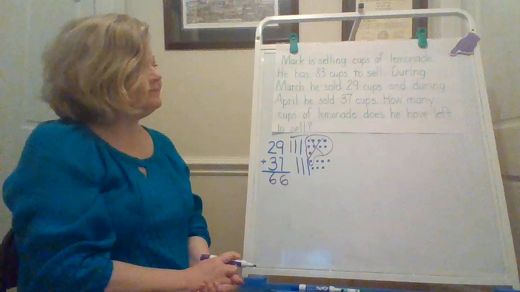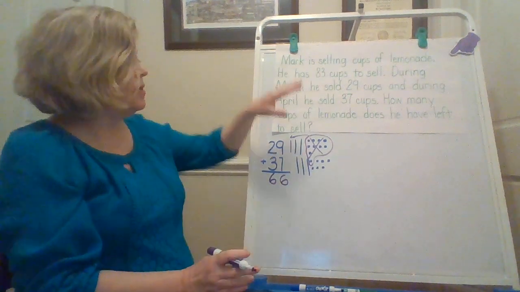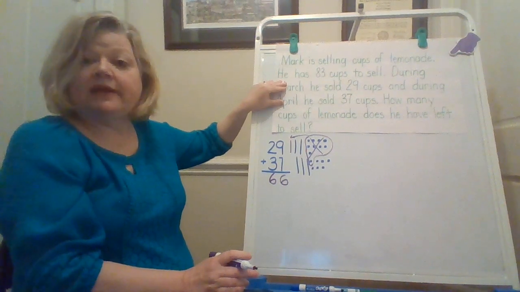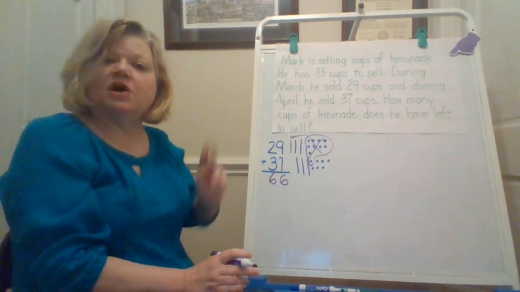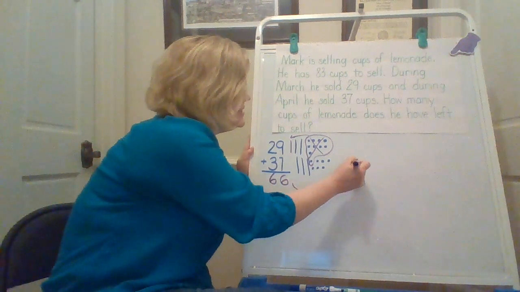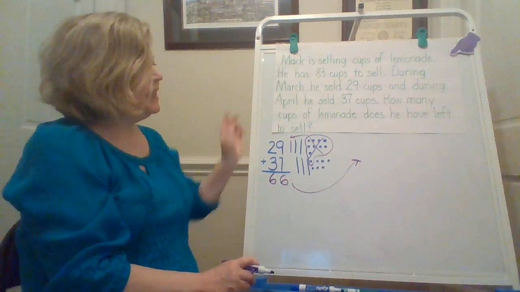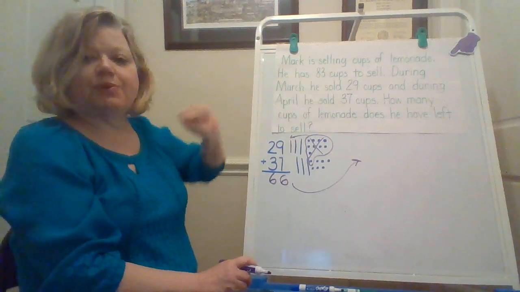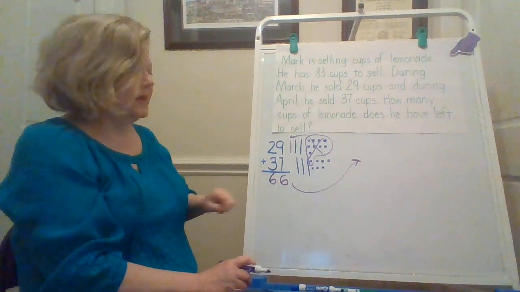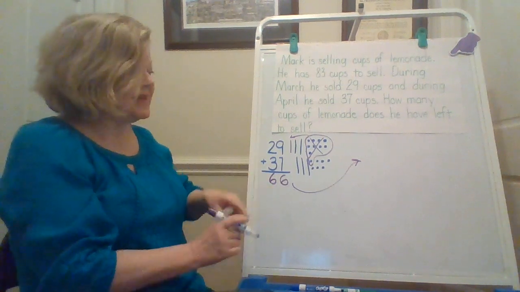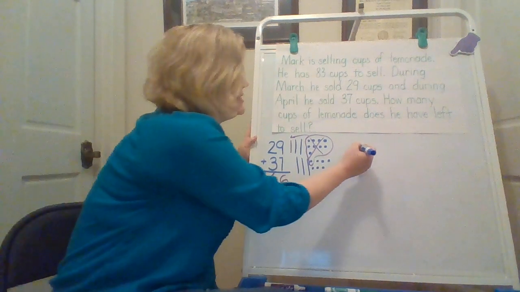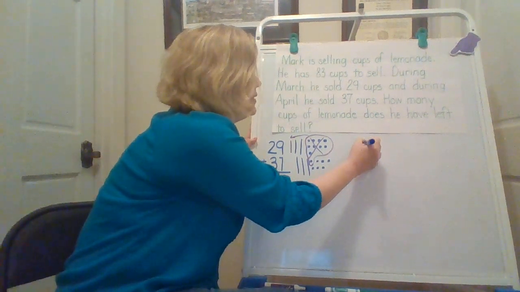But guess what? If that were a word problem, we're just asking how many were sold in March and April, I would be finished. But we have moved on to two-step problems. So there is something else that I'm going to need to do. I have not used this number yet. He has 83 cups to sell. He's already sold 66. So think about what I'm going to need to do now.